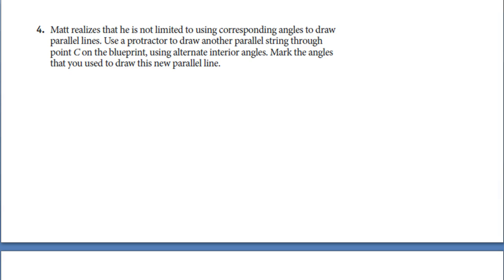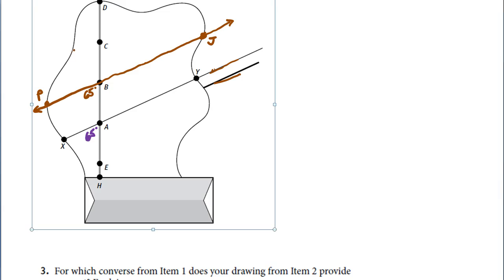Number 4, Matt realizes that he's not limited to using corresponding angles to draw parallel lines. Use a protractor to draw another parallel string through point C on the blueprint using alternate interior angles, and mark the angles used to draw this new parallel line. Well, the line might look like this.